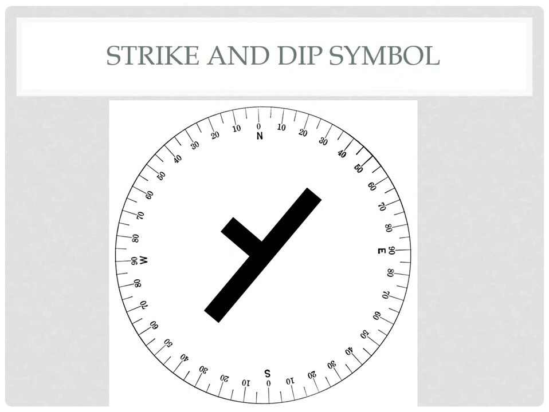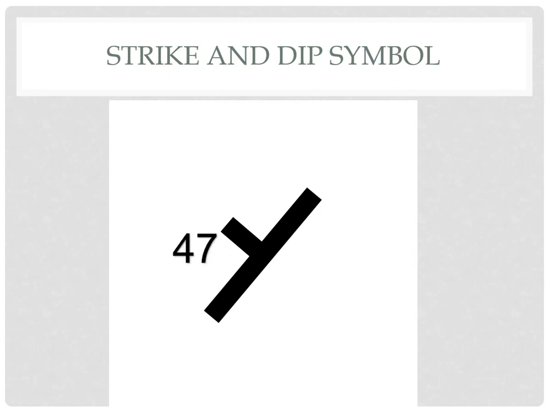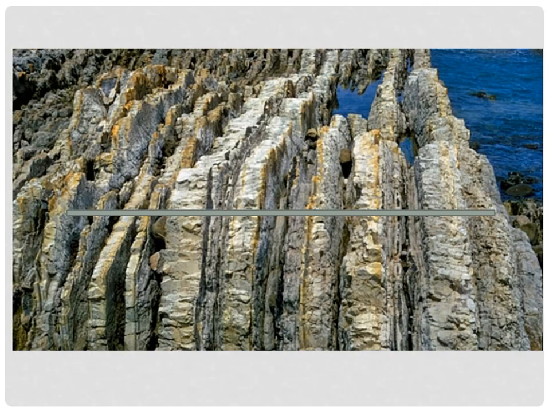Now, it was dipping at about 47 degrees. So what we're going to do is right next to that, we're going to put a little 47 there. Take away our protractor. There is the strike and dip symbol that would go on the map. And this right here describes all of what those rocks were doing. So it's a beautiful little symbol.